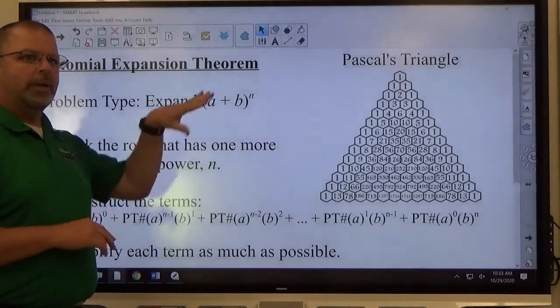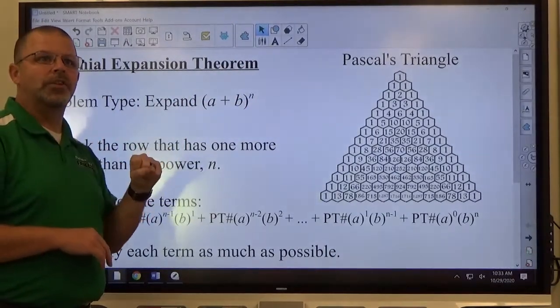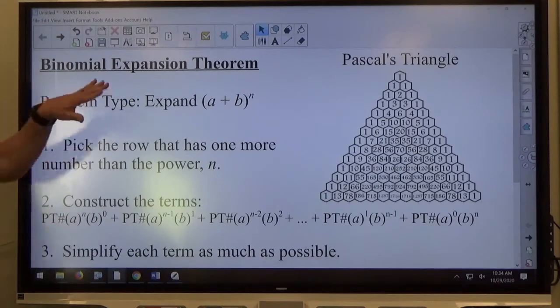Being able to make the triangle gets you some specific numbers that are helpful in the expansion, and then the actual answer is constructed in step 2. We're going to make the answer in step 2, and I'm going to have you understanding what this means, and we're going to be using a lot of the same stuff we've been using as far as simplifying to get to the final answer. So, first thing, making the triangle.